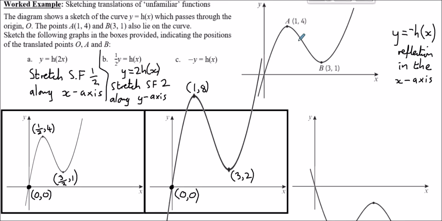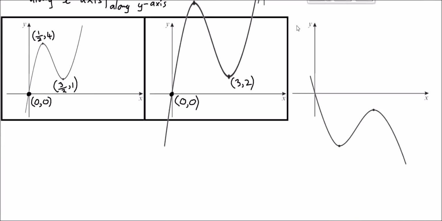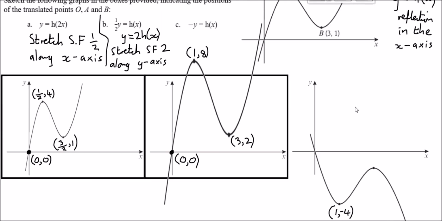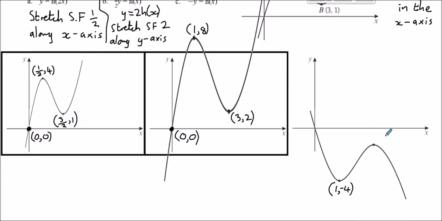And so where we had 1, 4, that 4 is going to be multiplied by minus 1. The y values get multiplied by this minus 1. The x values don't. So A is going to be mapped to 1, minus 4. And the coordinate that was B, we had 3, 1. That's now going to be 3, minus 1, because a 1 is multiplied by negative 1. And as ever, this origin point doesn't change. That's invariant. So that just stays anchored at 0, 0 in these cases.